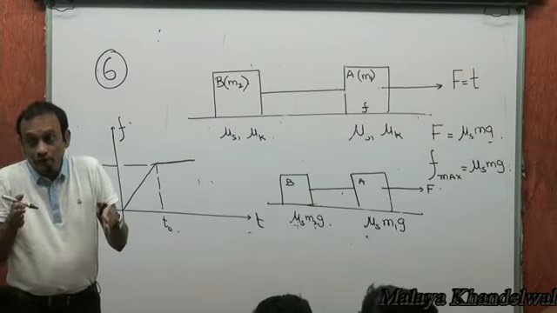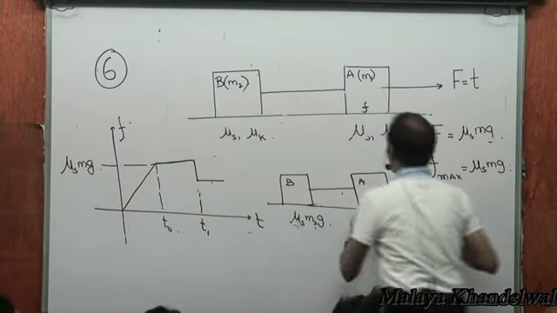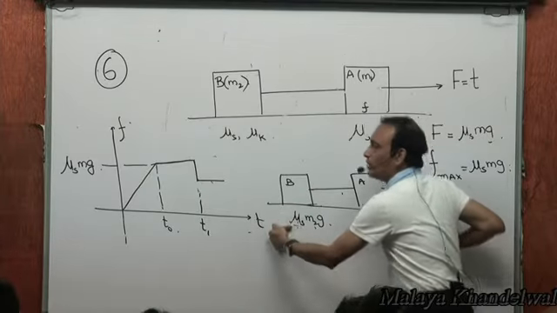Let me see what is that instant when A and B will start moving together. When A and B start moving together, the frictional force between A and the ground and between B and the ground would have reached its maximum static value. That means A and B are on the verge of moving on the ground. Then the frictional force on B would be mu s m2g, and the frictional force on A would be mu s m1g.